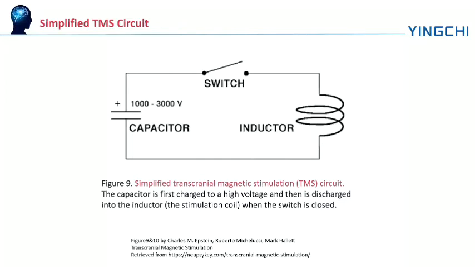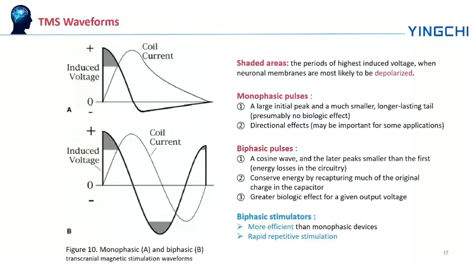And here is a picture of the simplified TMS circuit. When you close the switch, the capacitor is charged to a high voltage, and then it's discharged into the inductor, which stands for the stimulation coil. The waveform is also important for TMS. As you can see, these shaded areas are the periods of highest induced voltage, which make the neuronal membranes most likely to be depolarized.